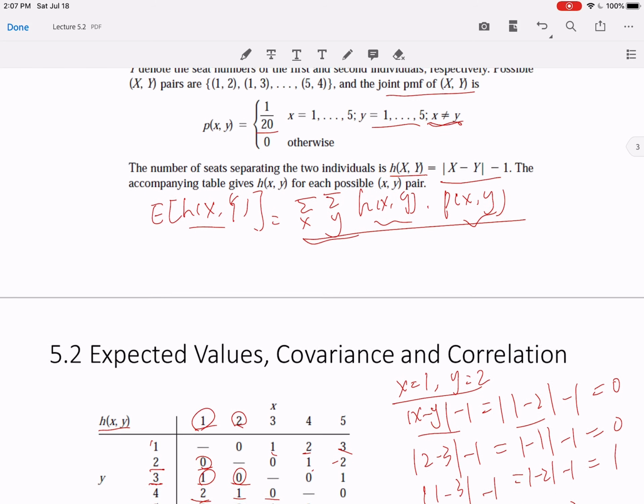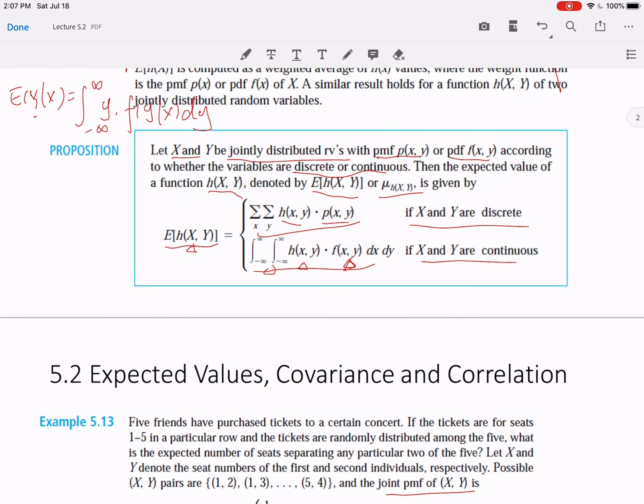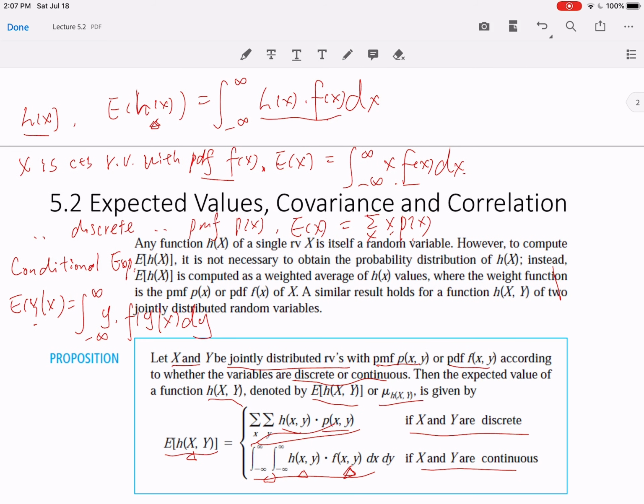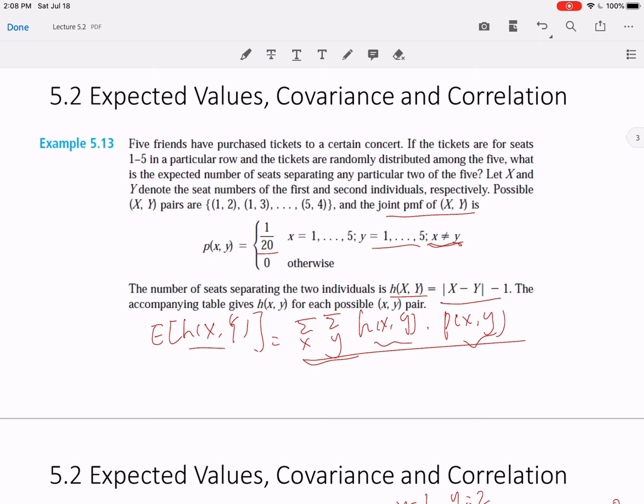Okay, so what you need to do is just apply this proposition here, and this proposition is very similar to the formula we saw before. The only difference is that since we're dealing with two random variables, we need to do the double summation here instead of only once over here. Alright, that's for the discrete random variables.